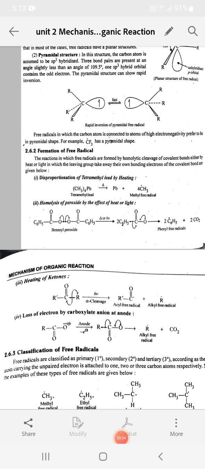After this, the stability of free radicals is important, and then carbanion formation.